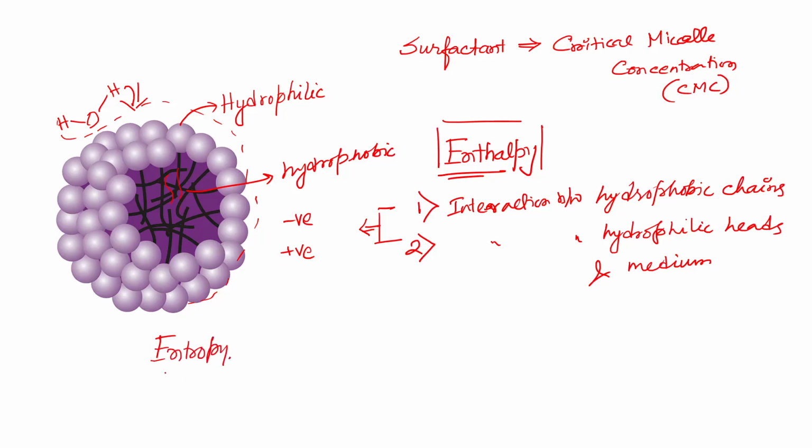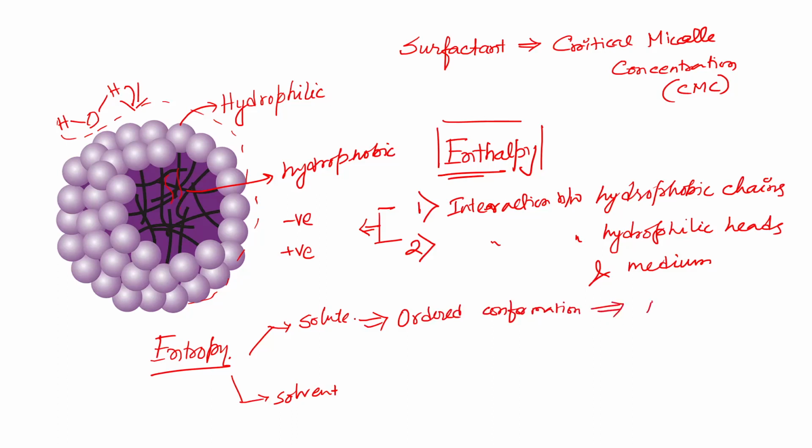Now entropy can be seen in two sections: one from the solute or surfactant, whatever the thing is, and the other from the solvent. From the solute part, there is no confusion in that case. Molecules are getting ordered. They are forming an ordered conformation, and whenever an ordered conformation is generated, the del S or entropy for the system will be negative.